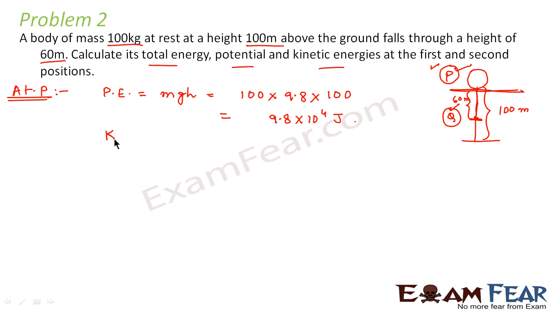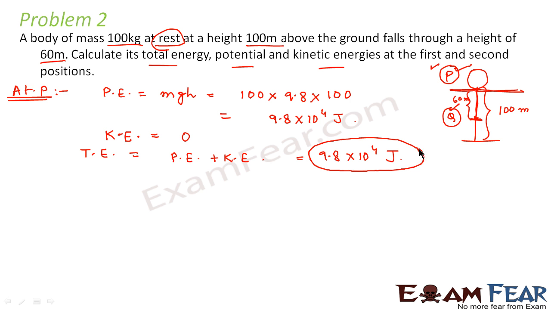Now what would be the kinetic energy at this position at point P? The question says that this body is at rest at a height of 100 meter above the ground. That means at position P, the body is at rest. Therefore, velocity is equal to 0. So, kinetic energy will be equal to 0. So, the total energy at the first position will be equal to potential energy plus kinetic energy. So, the potential energy is equal to 9.8 into 10 to the power 4 plus kinetic energy is 0. So, the total energy will be 9.8 into 10 to the power 4 joules.